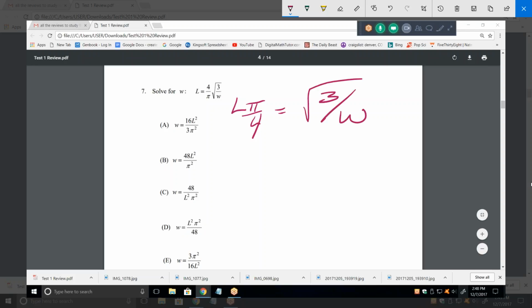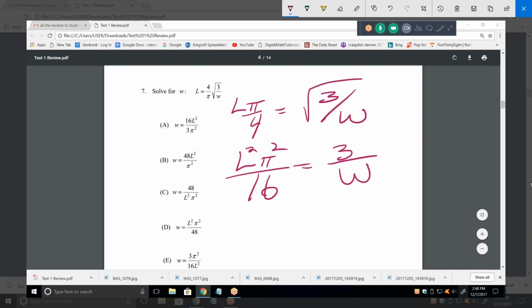Yeah, do these one step at a time. Okay, keep going. And then you square both sides. So what does that give me? L squared times pi squared over 16 equals 3 over w. Now what?